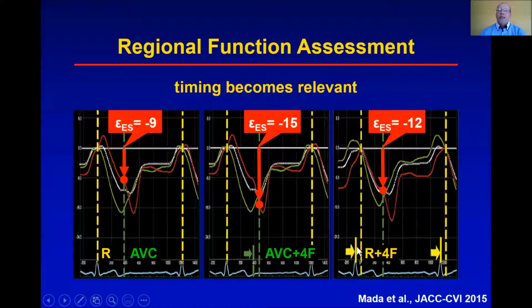On the other hand, if your end diastolic definition is wrong, then what happens is that you move your baseline, so you move your 0 reference, and the entire curve is shifted up. So again, you get a wrong measurement of the end systolic strain. So timing is very, very important.